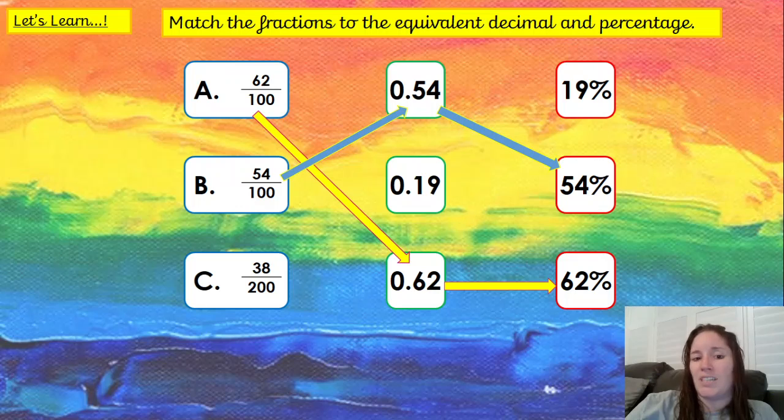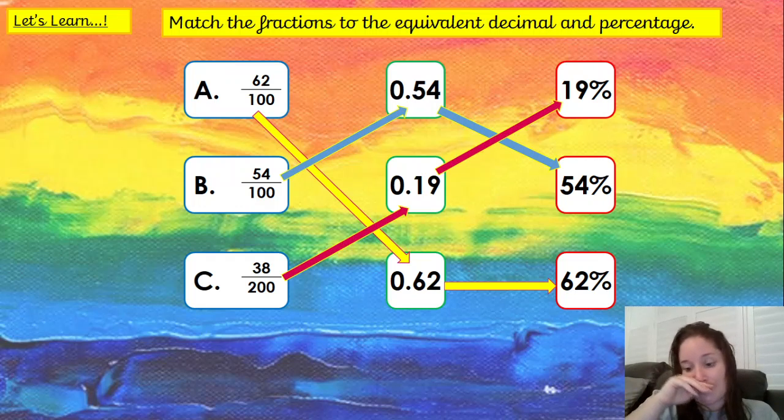Okay, so if you notice, C is 38 out of 200. So for a percentage, we need it out of 100. So we can divide both the numerator and denominator by 2, which will give us 19 hundredths, which would then be the same as 0.19 and 19%.